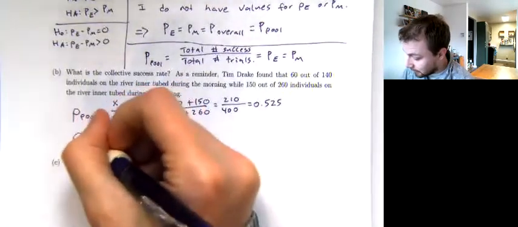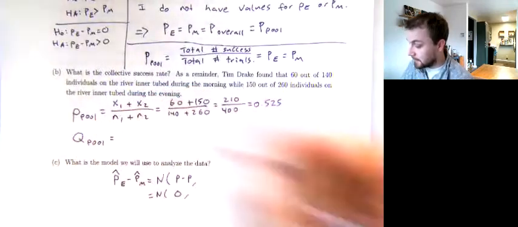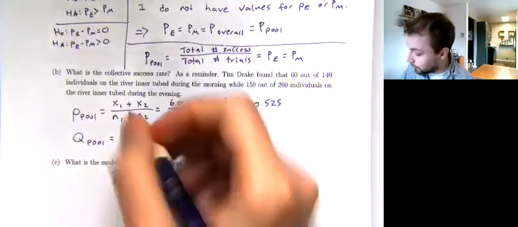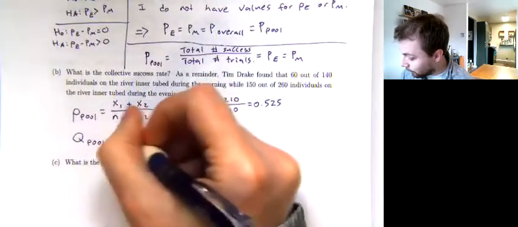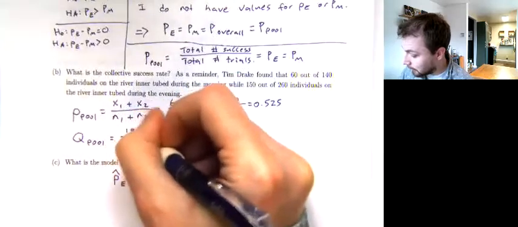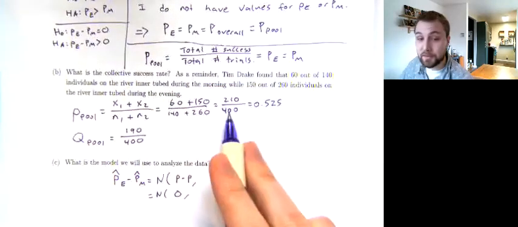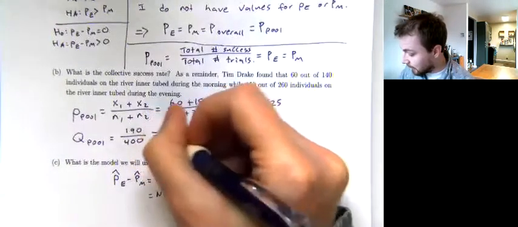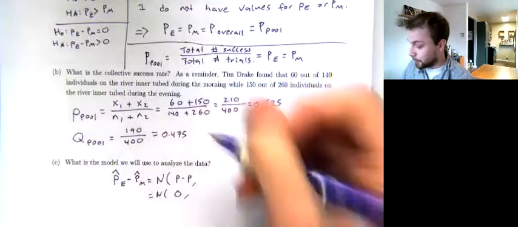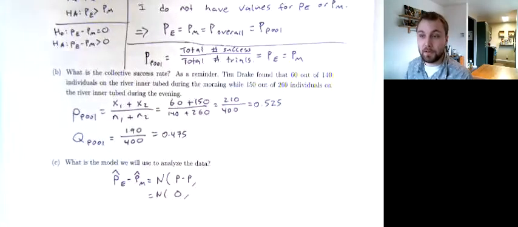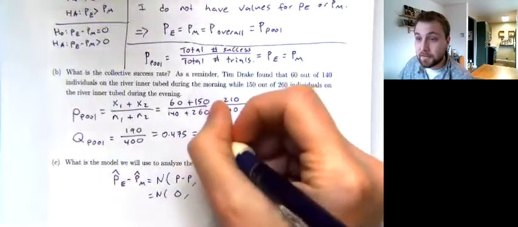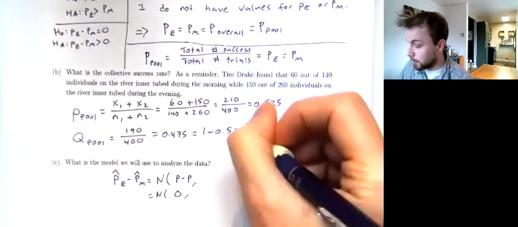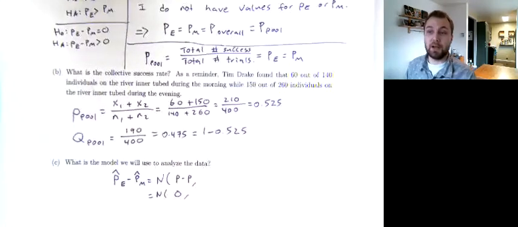If that's my success rate, then the pooled failure rate, this is everyone that did not go inner tubing. So if 210 people did, well, that means everyone that's left over, 190. I got 190 by doing 400 take away the 210. It's everything that's left over. This tells me that 47.5% of people do not go inner tubing, regardless of whether that's in the morning or evening, because I'm pretty much pretending that I can't tell time here, that it's one big group that I'm combining together.